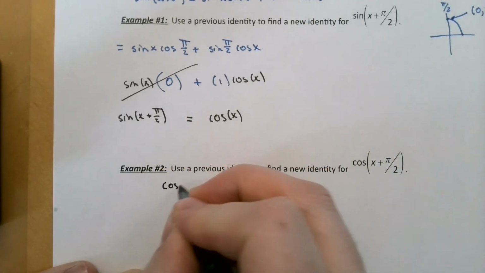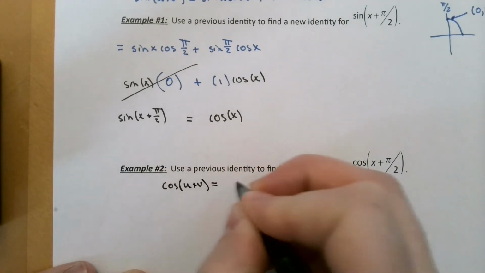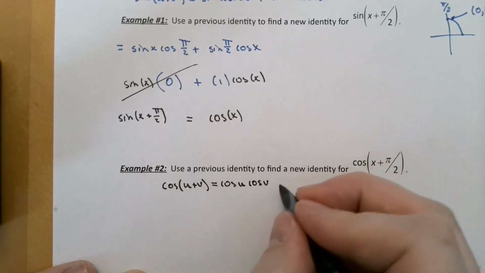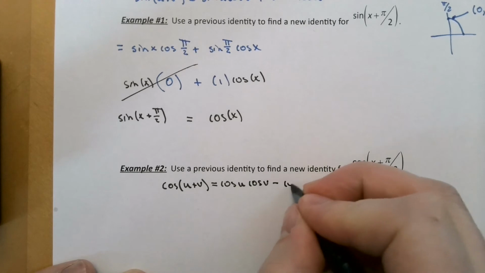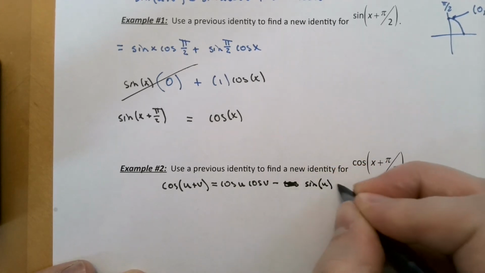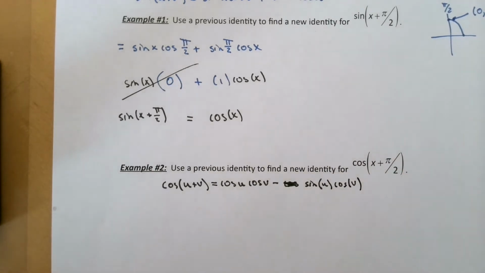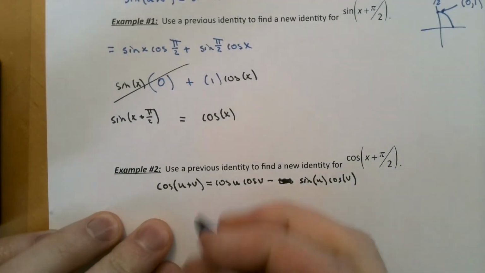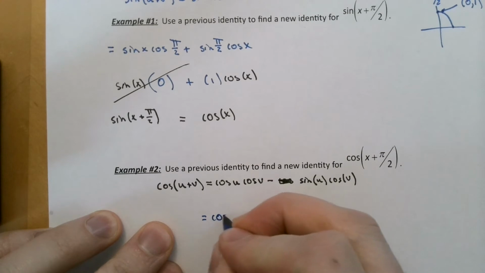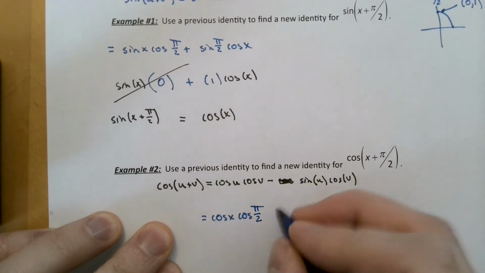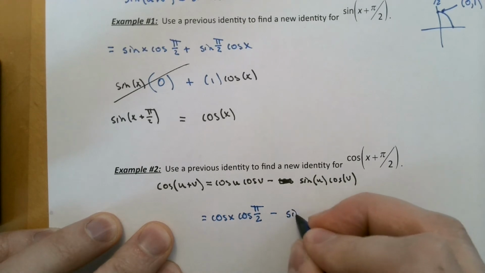If we have cosine of u plus v, that's equal to cosine u times cosine v, and in this case, since we're adding, our identity says we do subtraction. Oops, it's not cosine. Shame on me. It's sine u sine v. All right, so we're going to rewrite this, because it's in this form. Here goes. Cosine x times cosine of pi halves minus sine x.